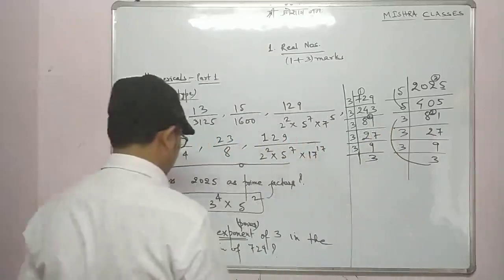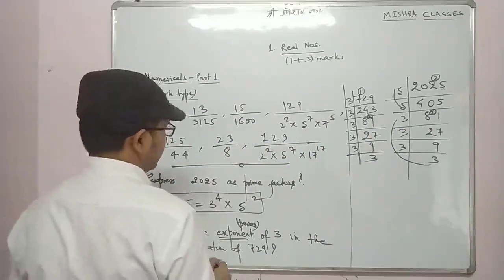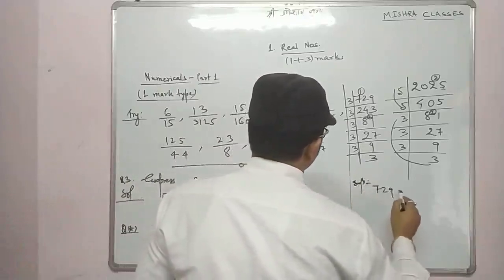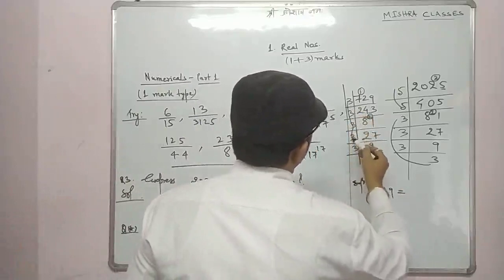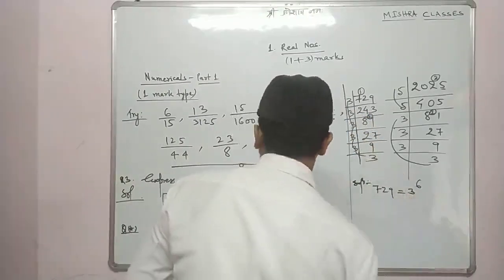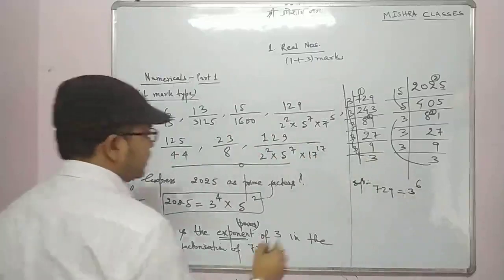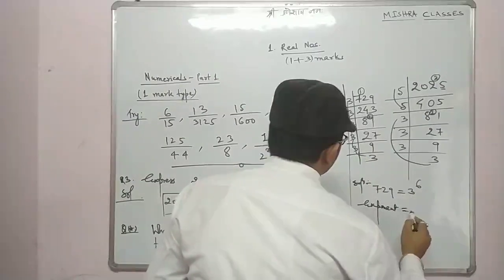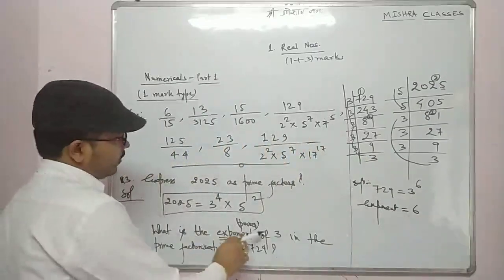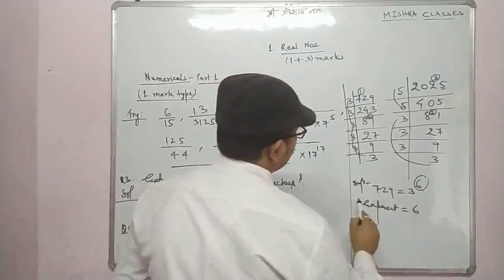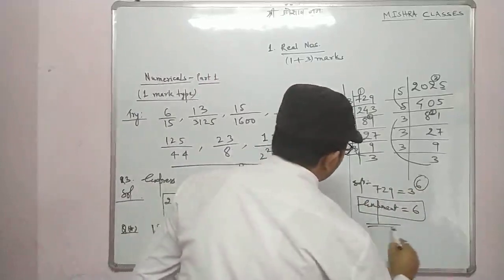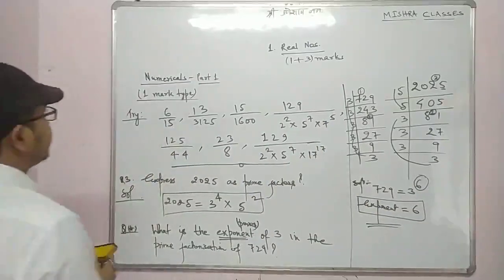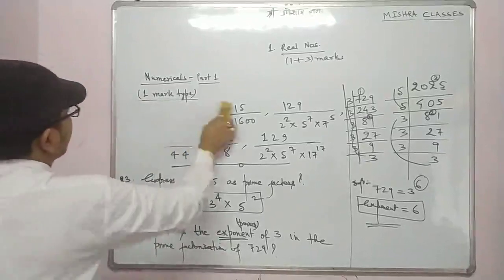So how can we write? We can write it as like this. Solution: 729 can be written as 3 4 5 6, 3 power 6. So what is the exponent? Exponent equal to 6. Exponent means power. What is the power of 3 here? 6. So exponent is 6. And follow this question. How to do? Alright.